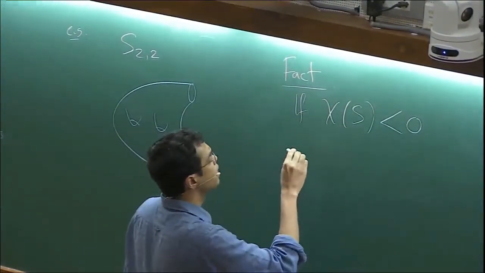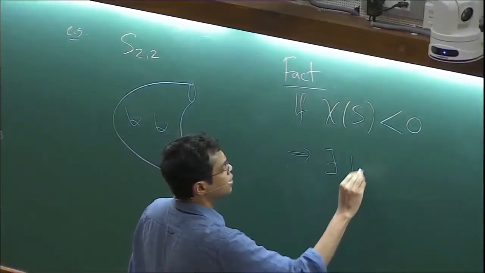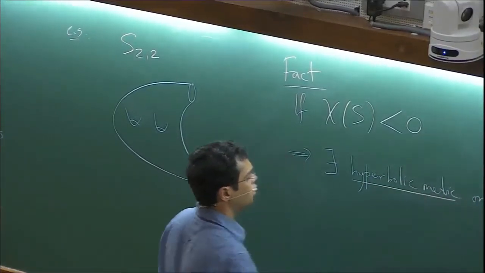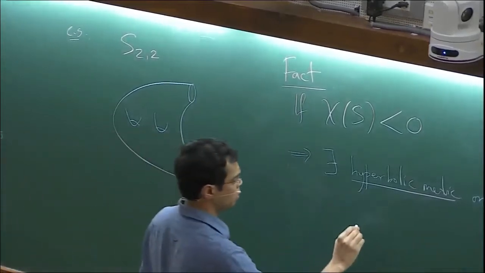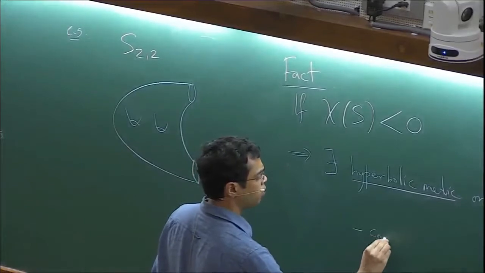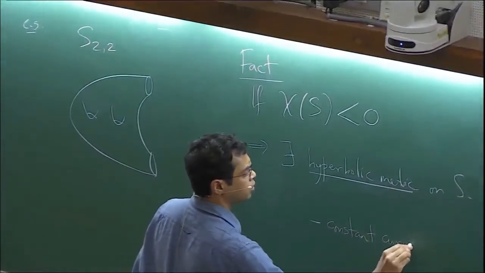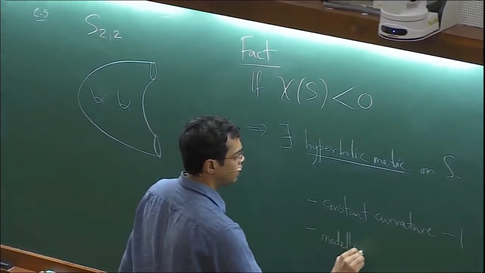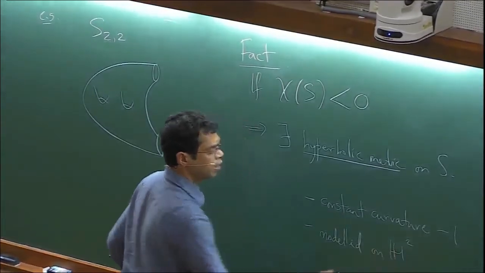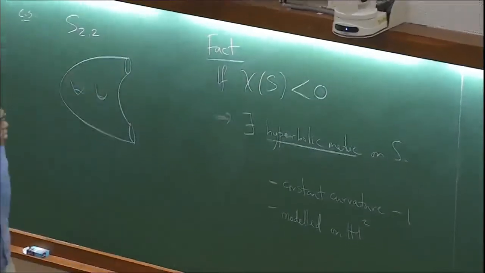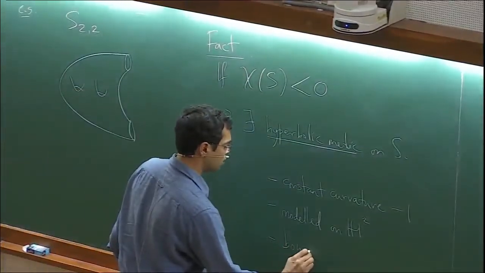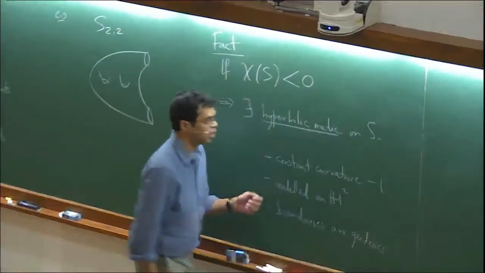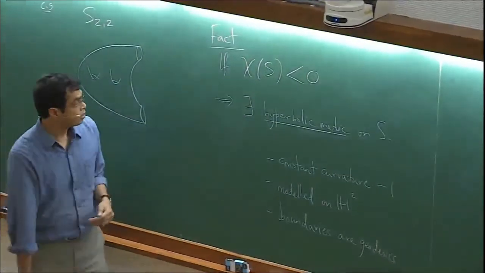then there exists a hyperbolic metric on S. You've already seen what a hyperbolic metric is. A hyperbolic metric is a Riemannian metric with constant curvature -1. You can think of it as being modeled on the hyperbolic plane, H2. And for us, we have these boundaries, so we would require that these boundary components are geodesics. This is what I would mean by a hyperbolic metric on such a compact surface.